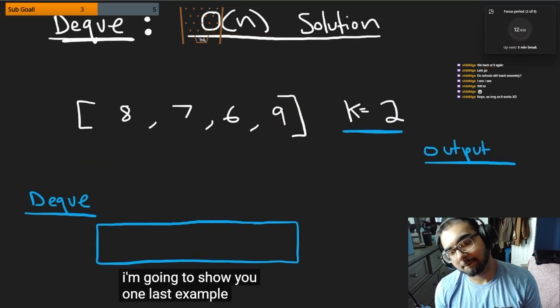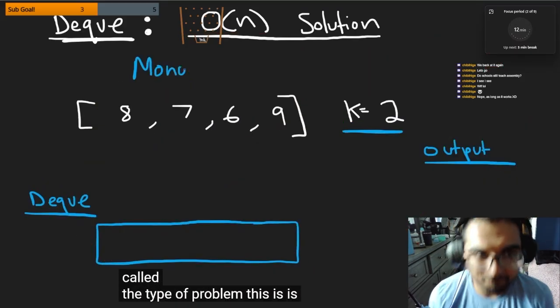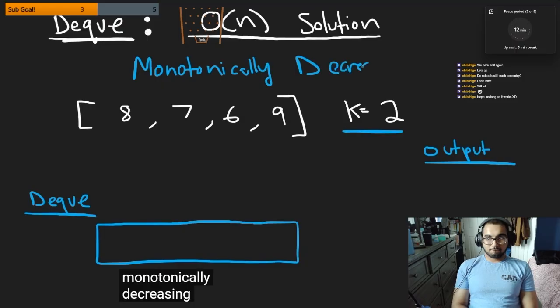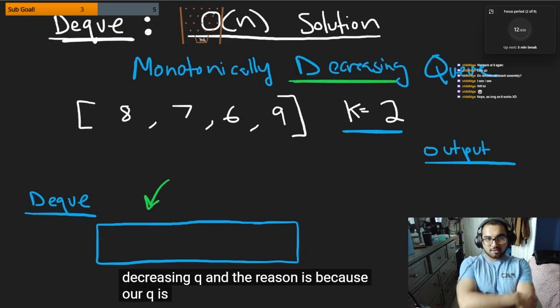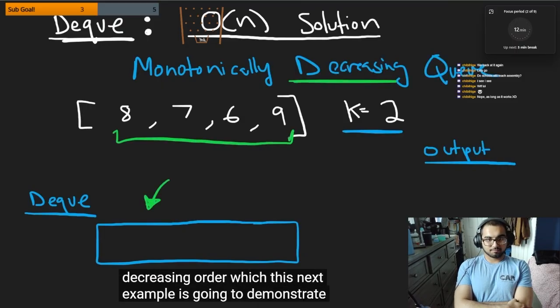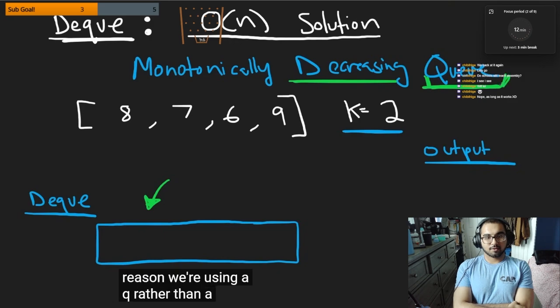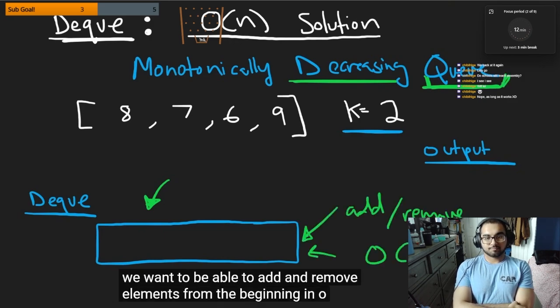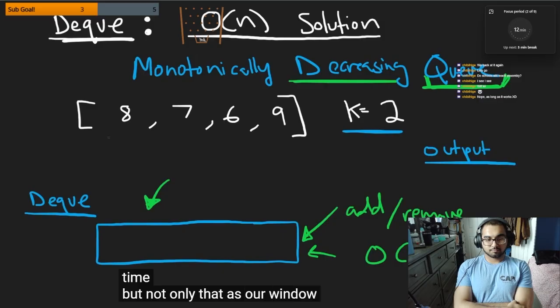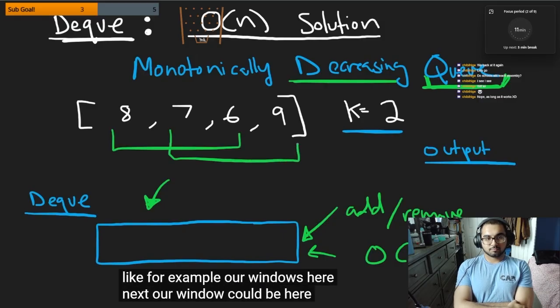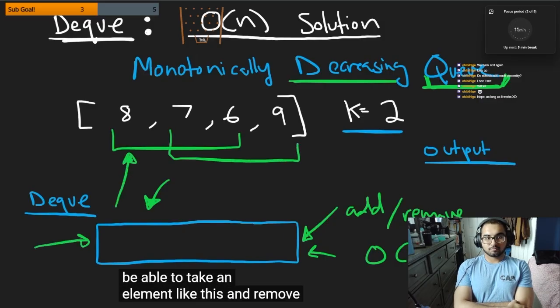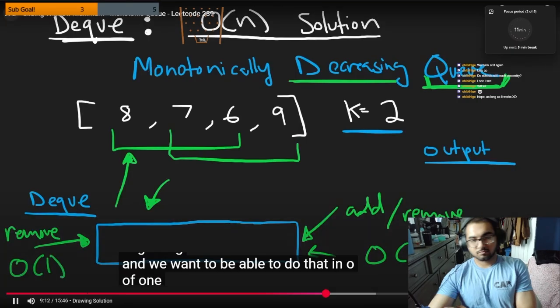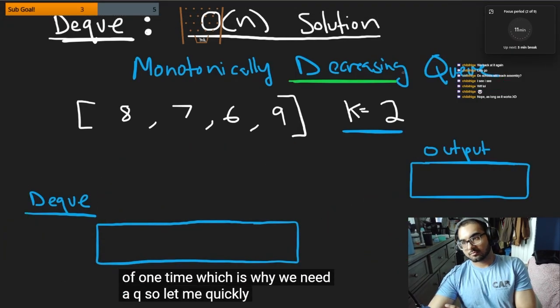I'm going to show you one last example. By the way, this type of problem is called a monotonically decreasing queue, because our queue is always going to be in decreasing order, which this next example will demonstrate. We use a queue rather than a stack because we want to add and remove elements from the beginning in O of 1 time. As our window shifts, we want to remove an element from the beginning in O of 1 time, which is why we need a deque. So let me quickly run through this last example.